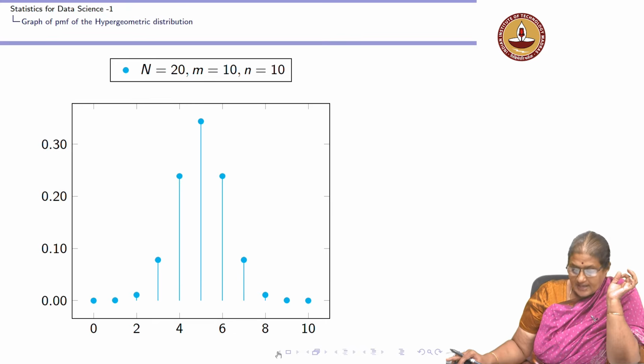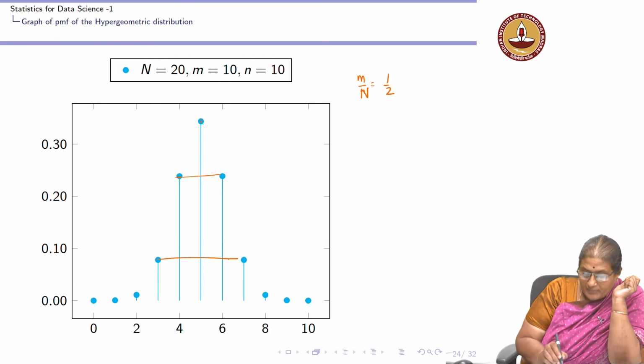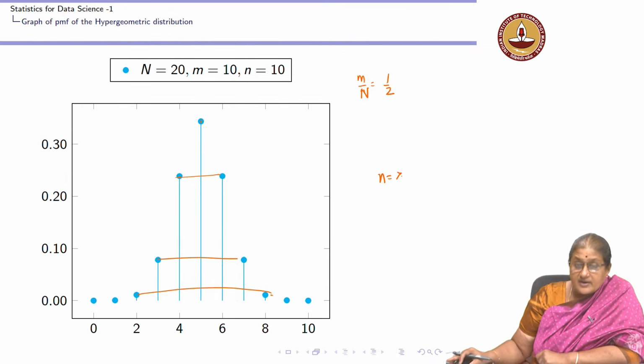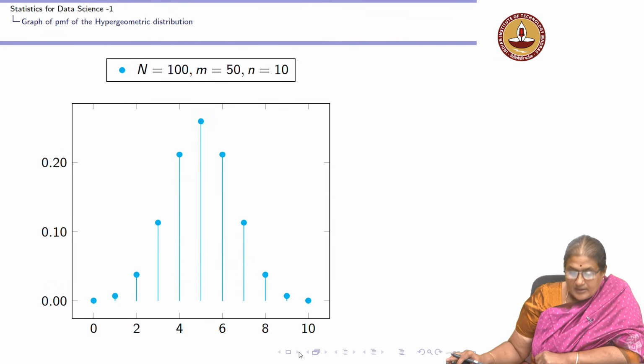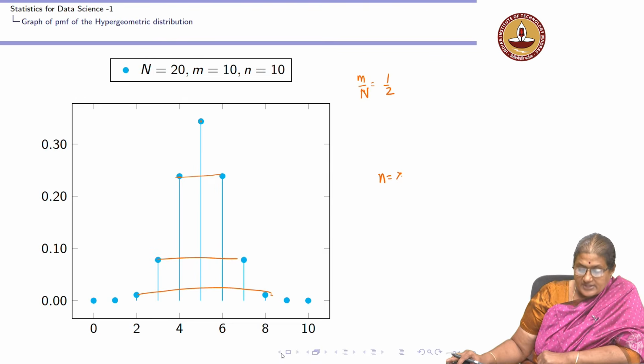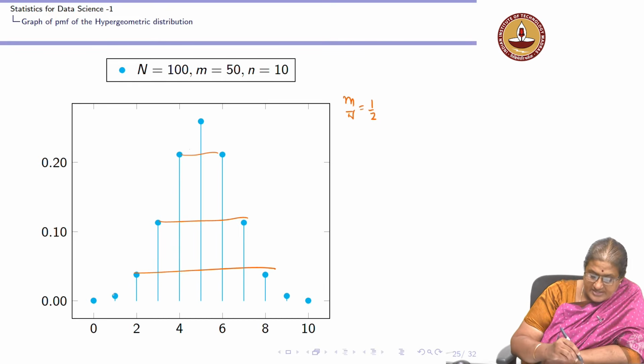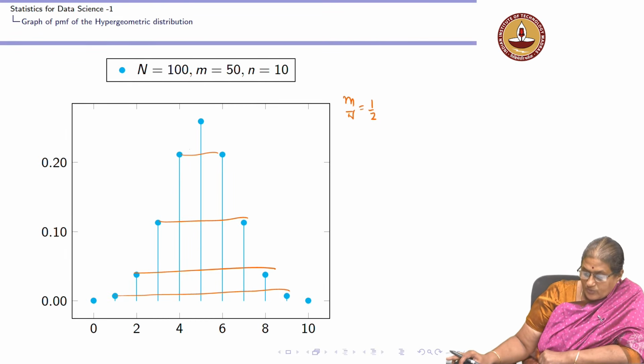Similarly, for the same m equal to 20 and n equal to 10, my m by n is again 0.5. You can see that here I have a symmetric distribution again, but with more bars because my sample size has increased from the earlier case. Again, for the same m by n, which is half here, my sample size is 10. So, again you can see that the distribution is symmetric, which was very similar to what we had here.